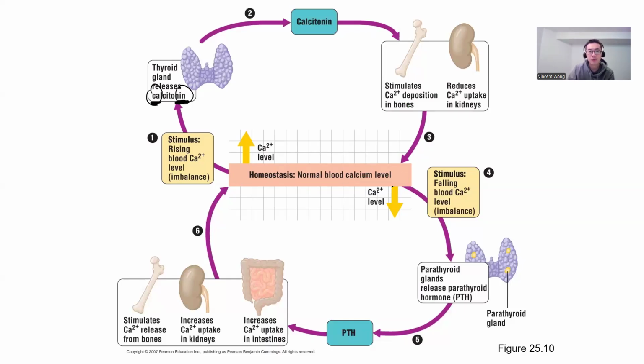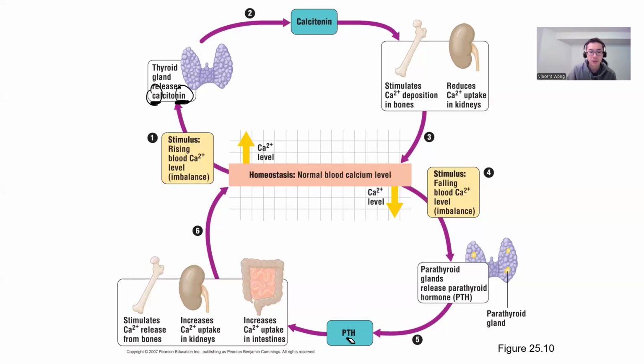If you have a drop in blood calcium, you don't have enough calcium, then another gland is going to respond. These glands are called parathyroid glands, and they're located at the back of your thyroid. So if this mouse is my thyroid, and I take it out and look at the back of the thyroid, there would be four little glands right there. They are the parathyroid glands. And the parathyroid gland will release the parathyroid hormone, or PTH. So PTH works opposite to calcitonin.